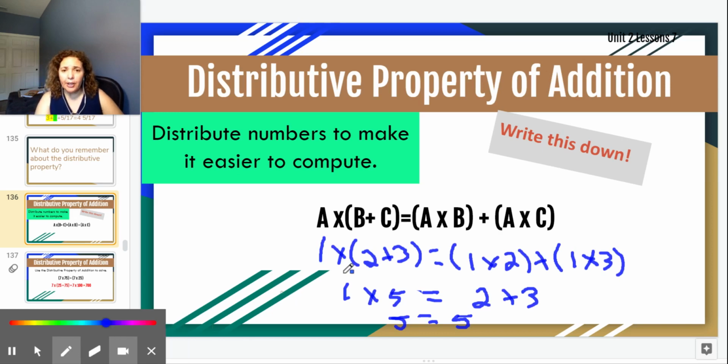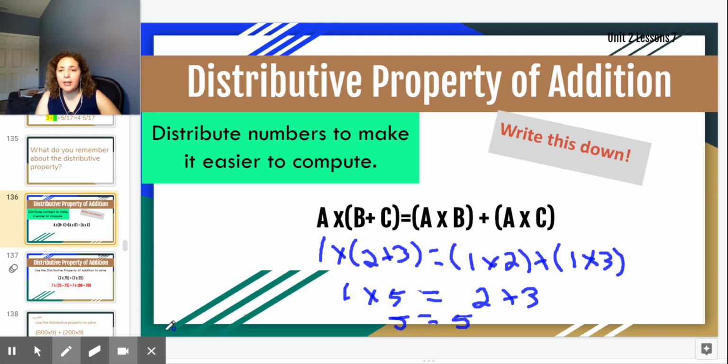Okay, in my example here, I made A a 1, B a 2, and C a 3. So then I just rewrote it: A was a 1, B was a 2, and A still my 1, and C is my 3. So B plus C in parentheses, where I got to do parentheses first, 2 plus 3 is 5. So it leaves me with a 1 times 5, which is 5. Parentheses, 1 times 2 is 2. Parentheses, 1 times 3 is 3. Add them together, 2 plus 3 is 5. It's the same, right? I just distributed it to make it a little bit easier.